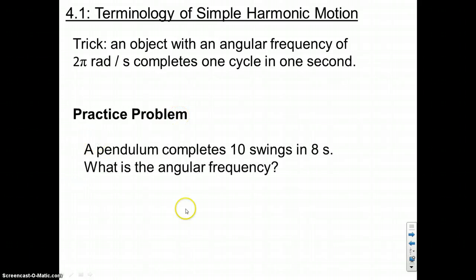So I want you all to go ahead and solve this practice problem, and we will take a look together in class at this and similar problems.